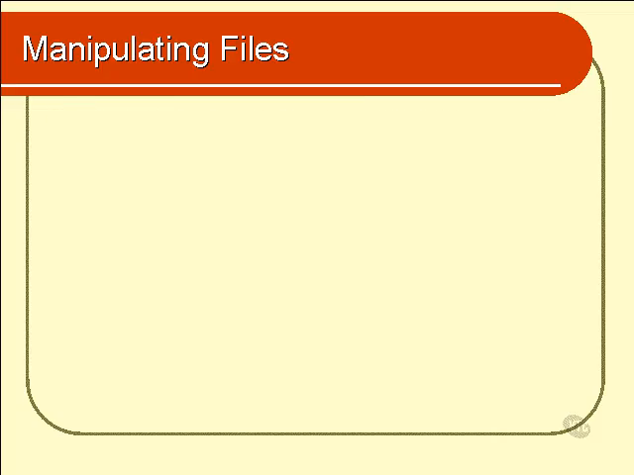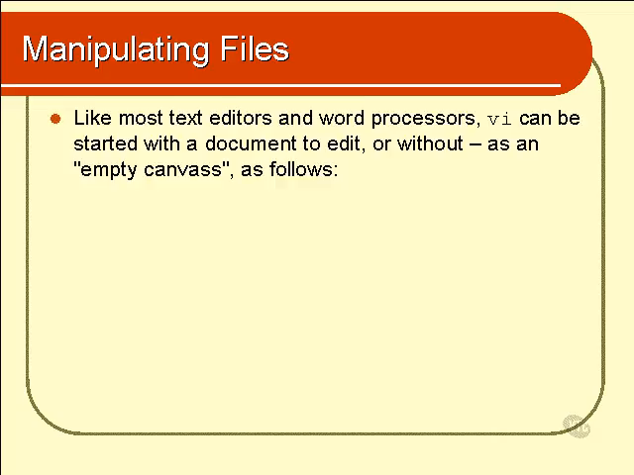Let's have a look. Like most text editors, and word processors as well, Vi can be started in one of two ways. You can either open Vi with a particular document, or you can open Vi as an empty canvas, without reference to any particular document, in new document mode. And this is how you do it.